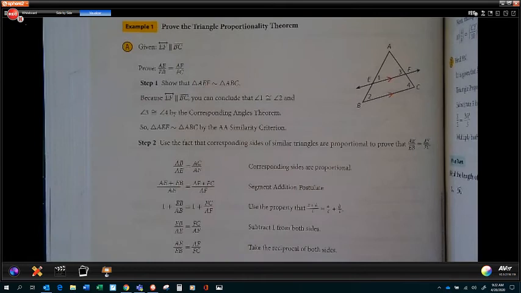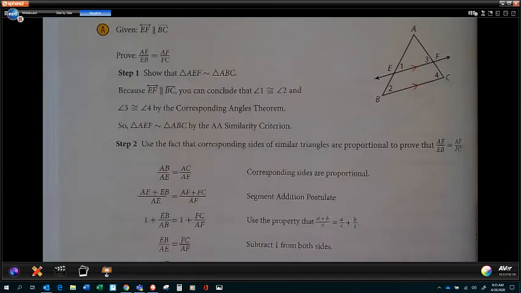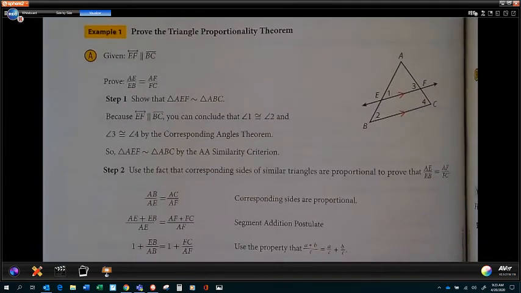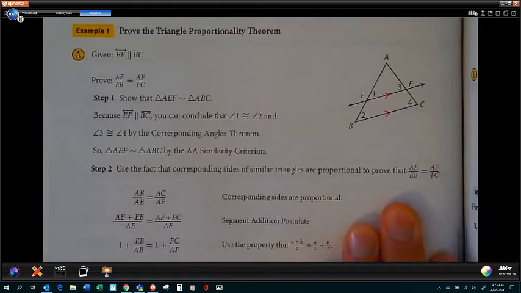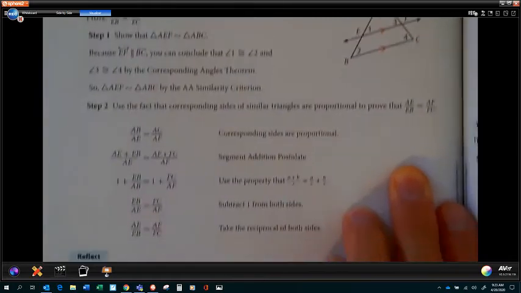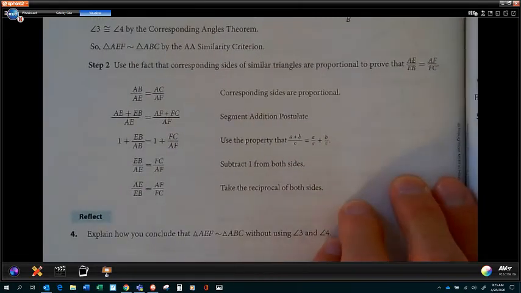This is actually proving the triangle proportionality theorem. We're not going to go over this proof. However, you can pause the video and write this proof down if you need to. If it's a little unclear, I'm going to zoom in here just a second to the top portion so you can copy that down. Go ahead and hit pause. And then there's the bottom portion.